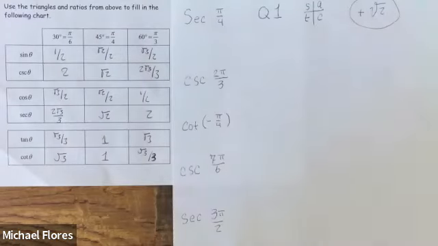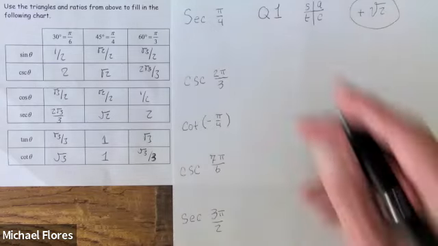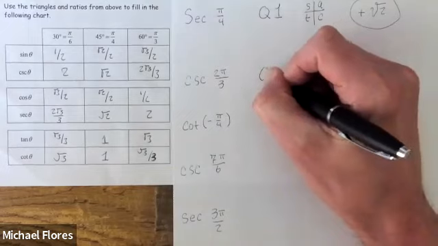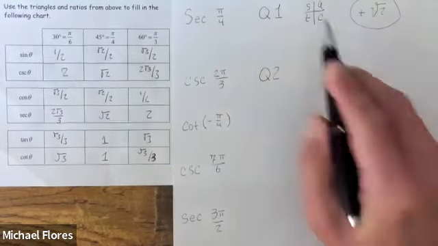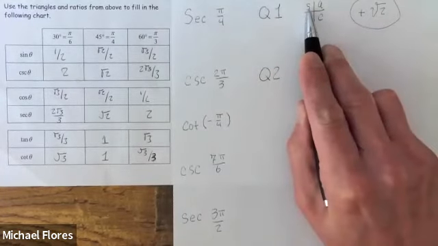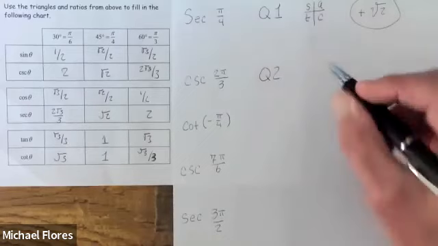Now we have to think cosecant of 2 pi over 3. Now, if you don't know where 2 pi over 3 is, which coordinate it falls under, well, then you really need to work on, I'm sorry to say it, but you need to memorize the unit circle. You have to know where these values fall. 2 pi over 3 is in quadrant 2. What's the only thing that's positive in quadrant 2? Sine.